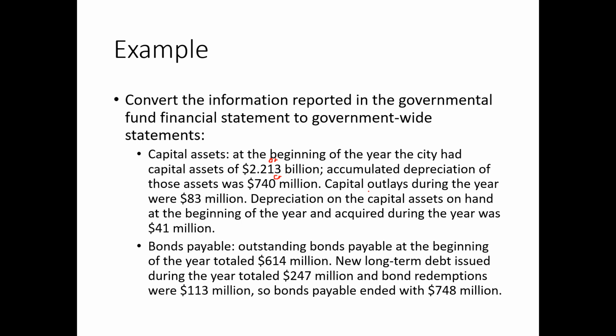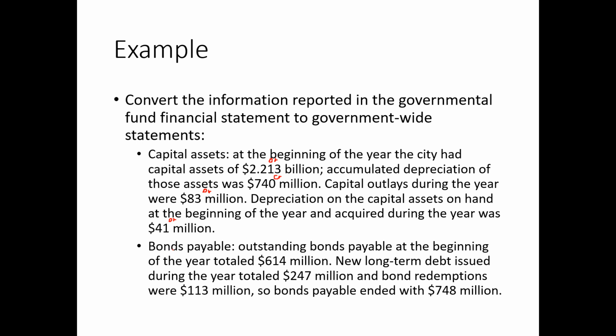That's one journal entry. And then the next journal entry, we're going to adjust this year's capital purchase, 83. So we're going to debit capital assets, 83 million, and we're going to credit expenditures. And the next journal entry, we're going to record this year's depreciation. Basically, we're going to debit depreciation expense 41, then credit accumulated depreciation $41 million. That's the adjustment for capital assets.